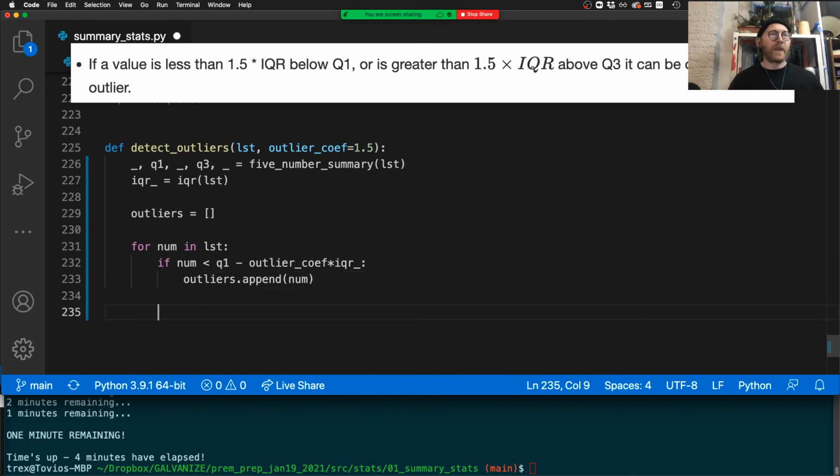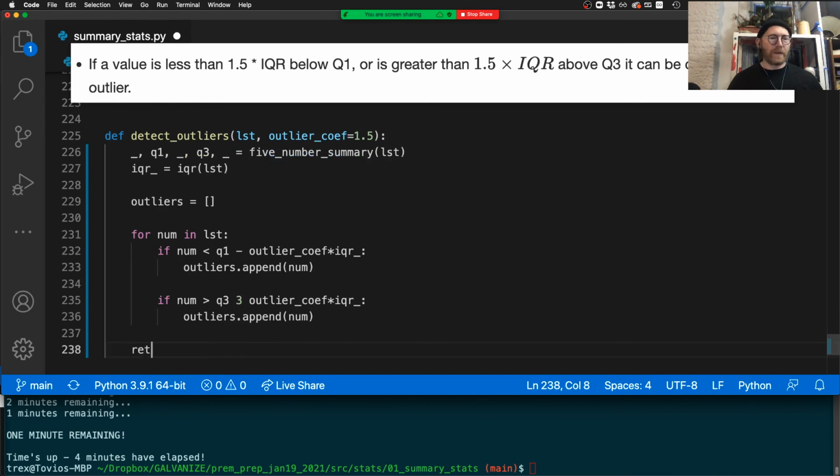And this isn't a place for an elif or anything like that. It's just a second conditional. So I can do this: if the number, it's going to be a very similar statement to the statement above. If the number is greater than Q3 plus the outlier coefficient times the IQR, then we append it to the outliers. And at that point, we should just be able to return the outliers.